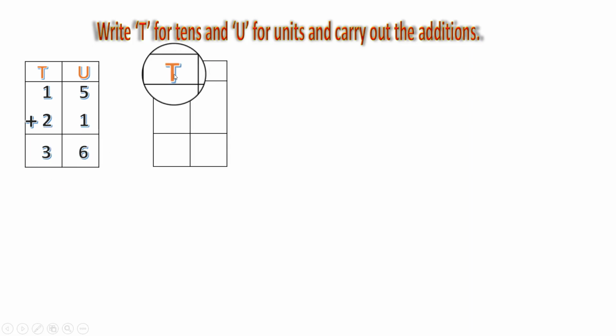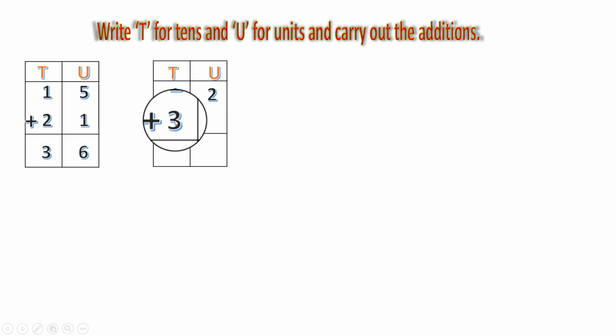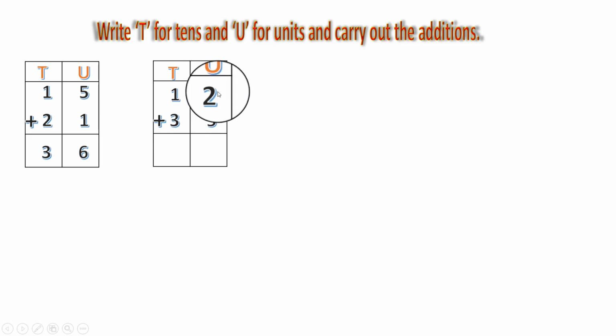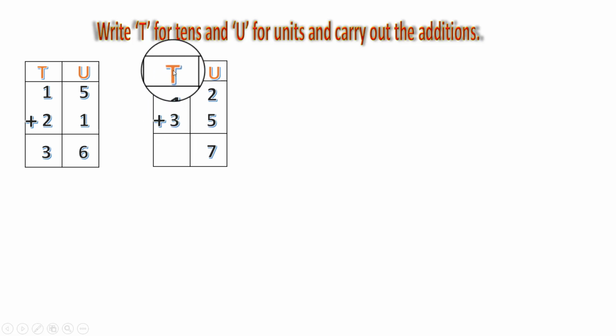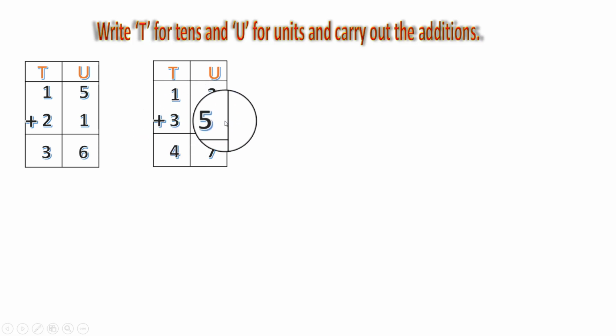T for tens, U for units. 1 ten 2 units plus 3 tens 5 units. 2 and 5, these numbers are unit place. When we add them, we get 7, and 1 and 3 is tens place. When we add them, we get 4. 12 plus 35 is equal to 47.